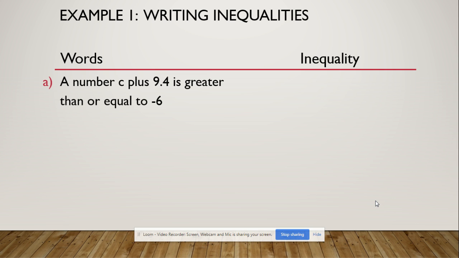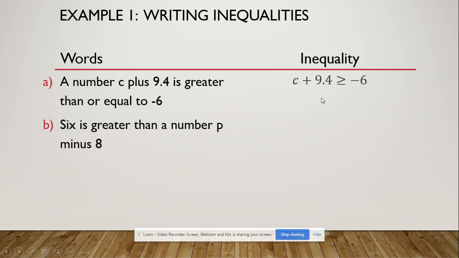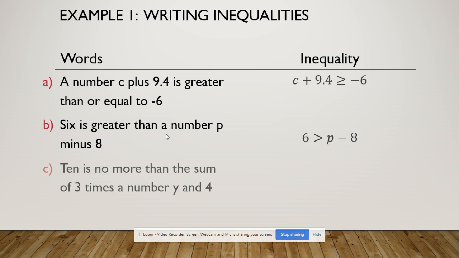So, a number C plus 9.4 is greater than or equal to negative 6. So, C plus 9.4 greater than or equal to negative 6. 6 is greater than a number P minus 8. So we've got 6. We need the greater than symbol, P minus 8.